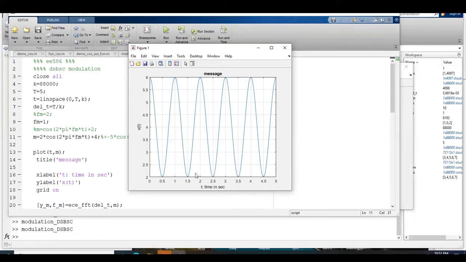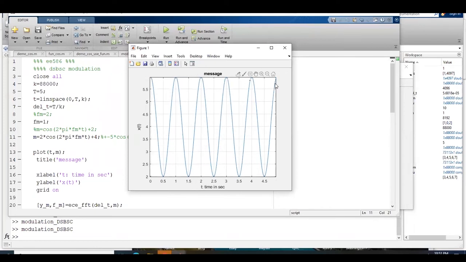In this video, we look at the DSBSC signals, time domain waveforms, and frequency domain spectrums. In this case here, I plot cosine signals. The frequency is 1 here. I plot cosine 2 pi t plus 4. So you can see I plot from 0 to 5 seconds. We see 5 periods: 1, 2, 3, 4, 5. 5 periods, so frequency is 1.